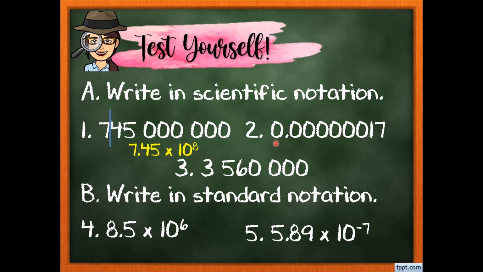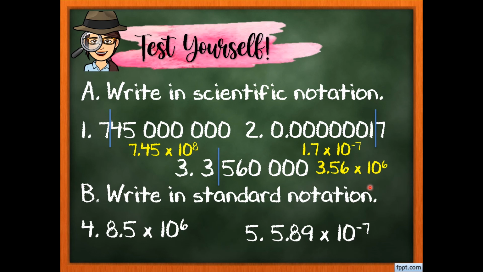Number 2. So we will move the decimal point 1, 2, 3, 4, 5, 6, 7 between 1 and 7. So that is equal to 1.7 times 10 to the negative 7. Negative because it is a smaller number. Number 3. So we need to move the decimal point 1, 2, 3, 4, 5, 6, 7 between 3 and 5. So that is equal to 3.56 times 10 to the 6th power. Positive because it is a bigger number.